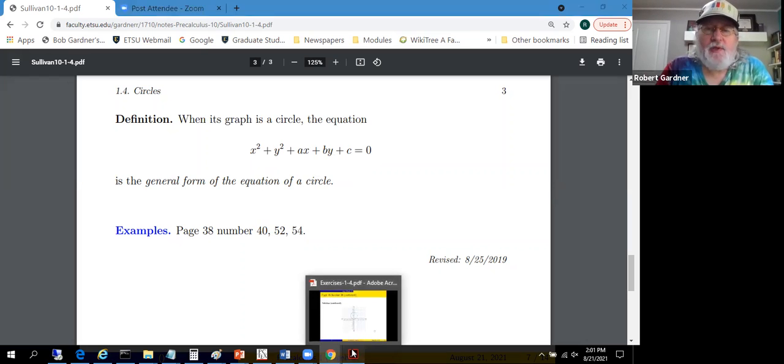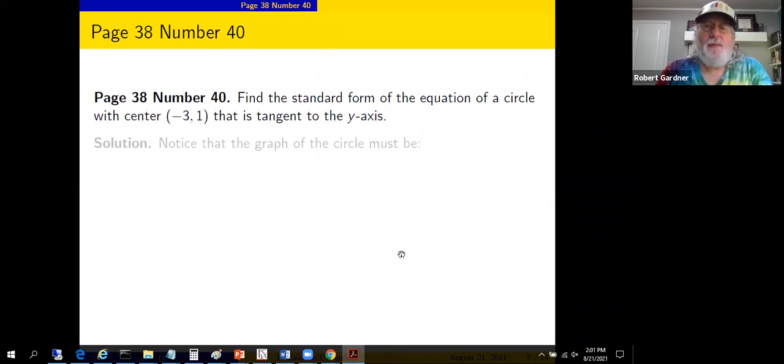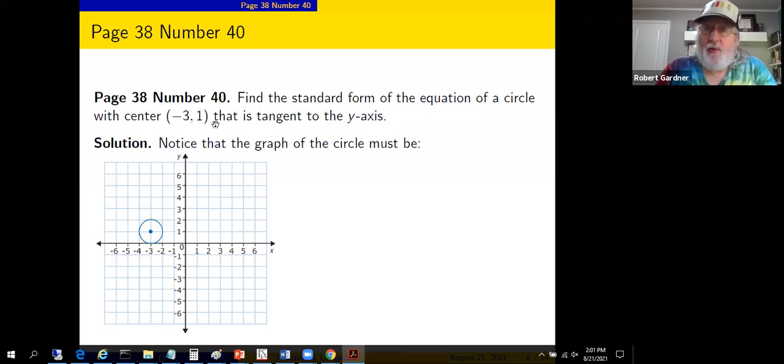So we're near the end of this section. Let's go through 3 more examples. I want us to find the standard form of the equation of a circle with center -3, 1 that's tangent to the y-axis. All right. I can graph it already. -3, 1, there's the center. It's a little typo there. It should read tangent to the x-axis. I wanted it tangent to the x-axis, so we'll get something like this in terms of the picture. Excuse me, I'll correct that typo.